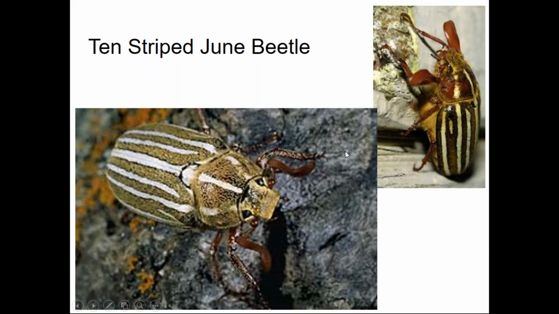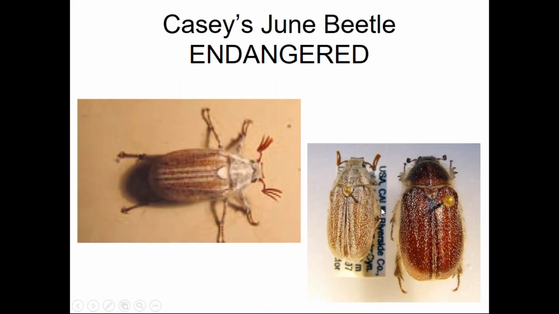This 10-striped June beetle is pretty common in the area. Watch for it at porch lights. It makes a kind of a grating, squeaking sound if you annoy it, but it's essentially harmless. And it's also a member of the scarab family, so watch for that.